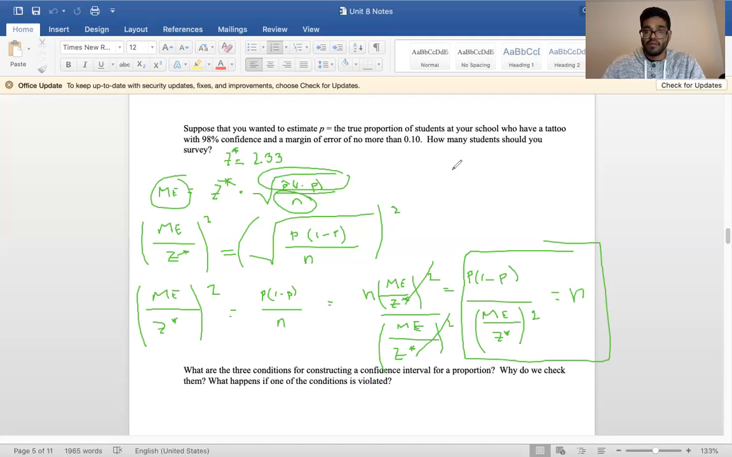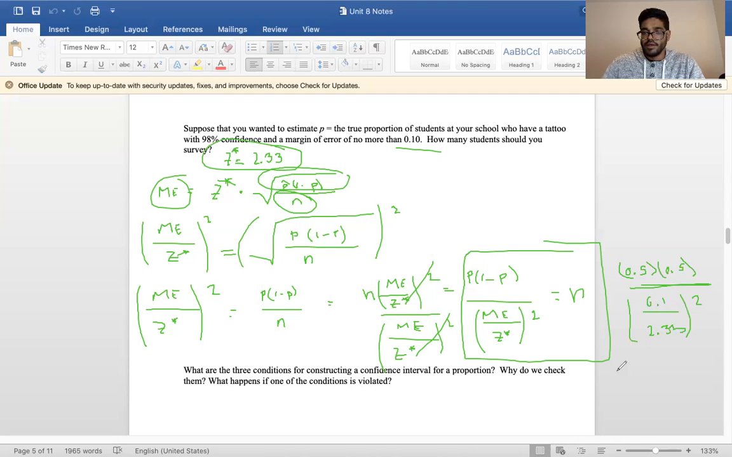Okay, so then you can plug in, and we know the margin of error here is 0.1, right? We know our Z critical, we found that earlier. So I'm just plugging everything in. So then you have 0.5 times 0.5 over, sorry, 0.1 over 2.33. Margin of error, 0.1 over 2.33. And now you're just going to your calculator from here and squaring this.